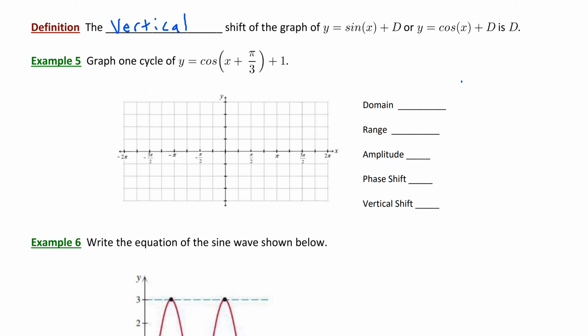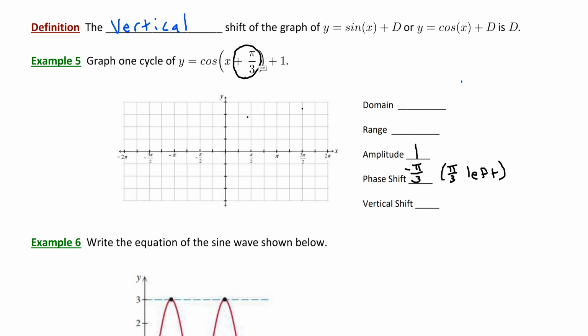So beginning with the amplitude, because the coefficient here is 1, the amplitude has not been altered from its original state. The amplitude is 1. Because we're adding pi over 3 inside the argument, this is a phase shift, so I'm going to record this as negative pi over 3. Or you can state it as pi over 3 to the left.